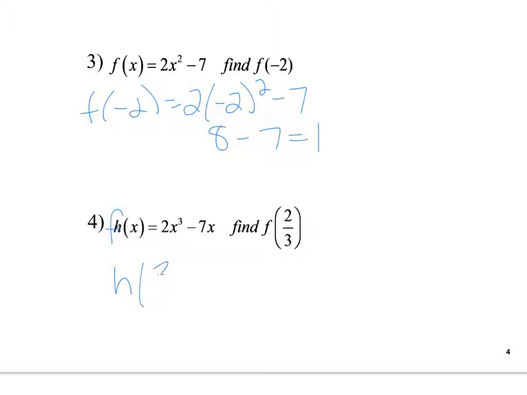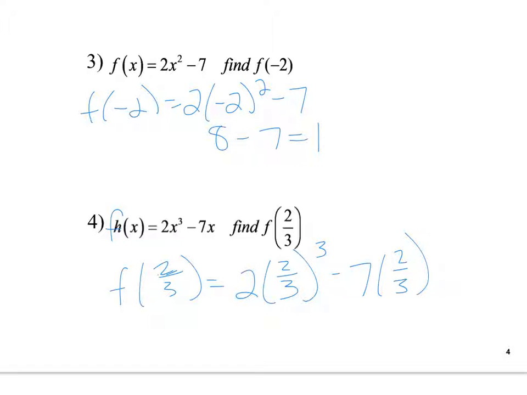So h of 2 over 3, plug it in. This obviously will be cake doing it in your calculator. So just be careful when you're doing this. So this is 4 over 27. You can plug this in and figure this out. Hopefully you set that up right, but in the end the answer is negative 70 over 27, I believe. Obviously, I wouldn't expect you to do that on your own.